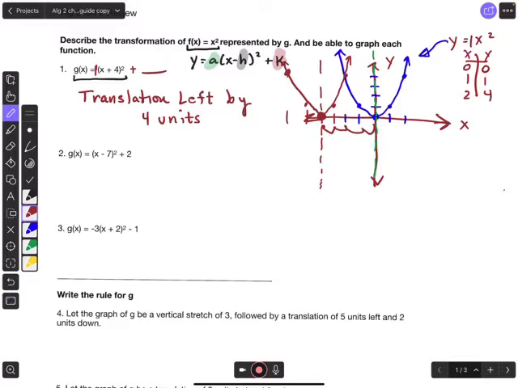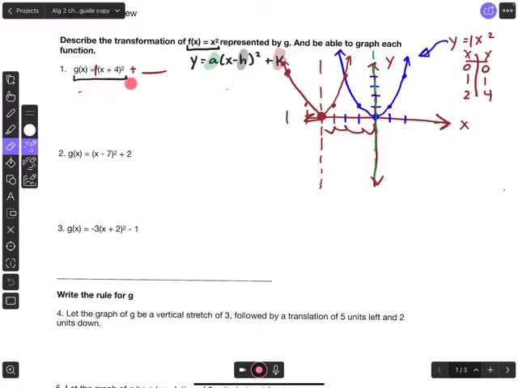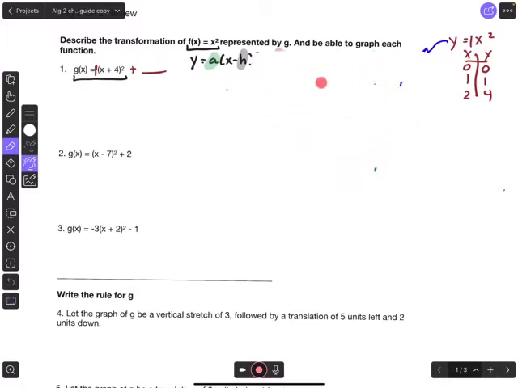So that's all we're trying to do. How is it translated, and how can we graph it if we know that translation? I'm going to clean up a little bit of this so we can attack the next problem. All right, the next problem.